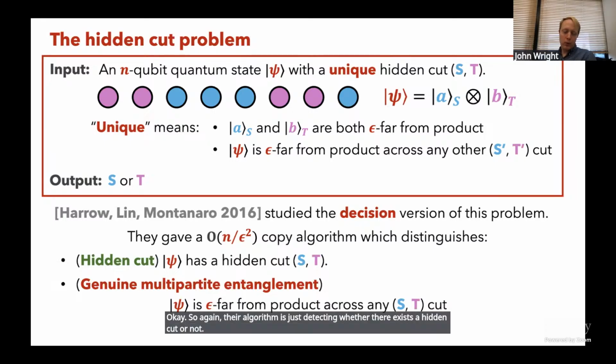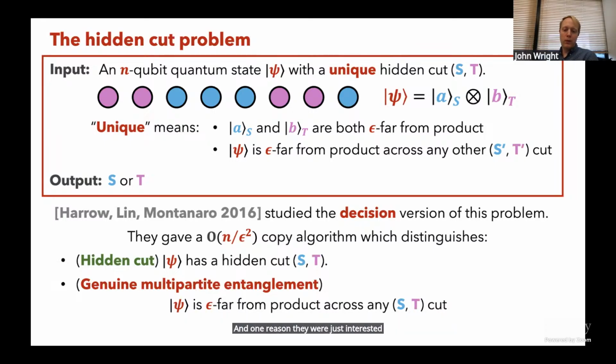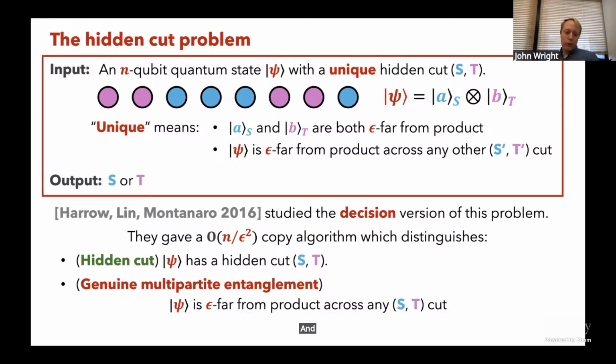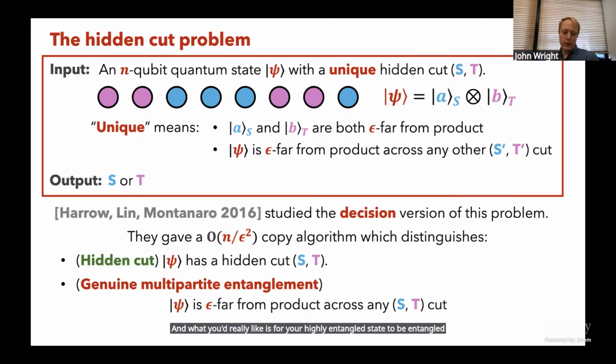And one reason they were interested in this problem is, suppose you go to your quantum computer and you want to generate an entangled state, like a highly entangled state. What you'd really like is for your highly entangled state to be entangled any which way you slice it. So it'd be kind of disappointing if you tried to make a very entangled state, and then I just came along and pointed out to you that actually, qubit 10 is unentangled with everything else. So this was an algorithm that they designed to hopefully detect whether you're successful in doing this.